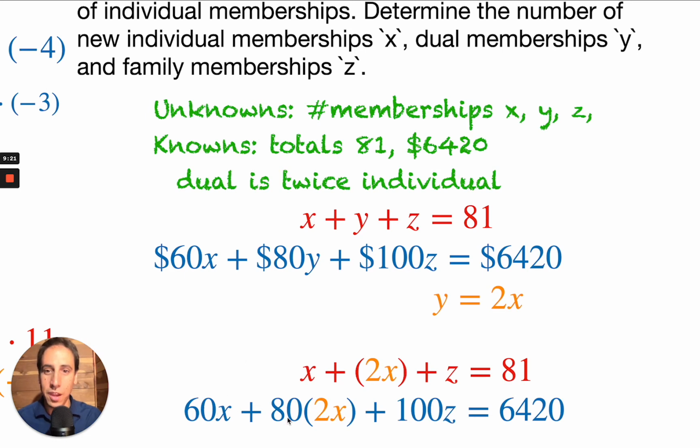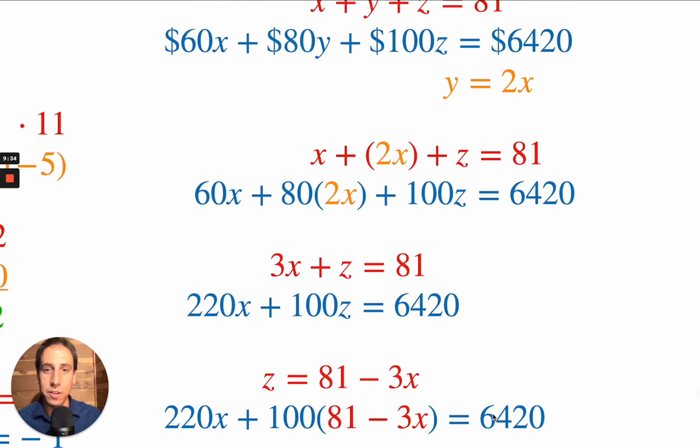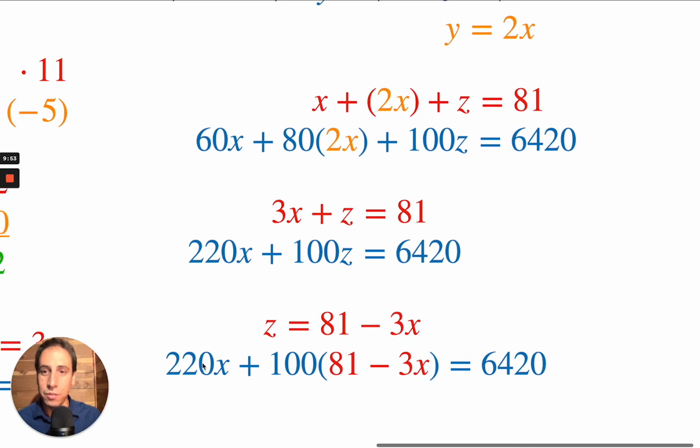I get 60x plus 80, no longer y, but now 2x plus 100z is equal to 6420. You simplify these down just a little bit, now you get two equations, two unknowns. We've got tons of techniques for that. And I think what I'm going to do is use substitution again, because z can be all by itself easily in one step. Z is equal to, if you're subtracting 3x from both sides on this red equation, then z is going to equal 81 minus 3x. You plug that back into the blue equation, substitute it in, and now you get 220x plus 100 times 81 minus 3x is equal to 6420.